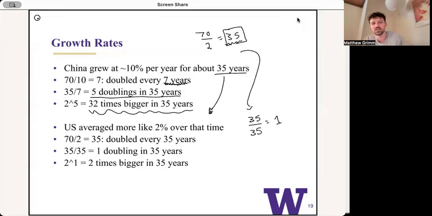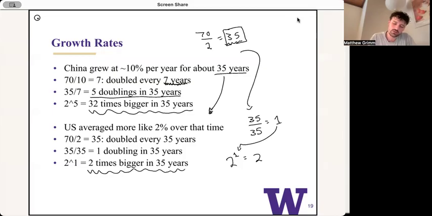So it tells us that the GDP should double only 1 time in the 35 years. When something doubles, we say it's 2 to however many times we're going to double it. In this case, it's 1. So that tells us that the United States over 35 years should have a GDP that's 2 times bigger than it was 35 years ago.